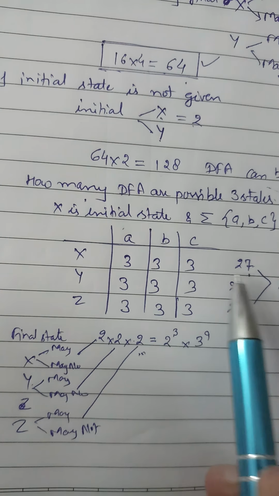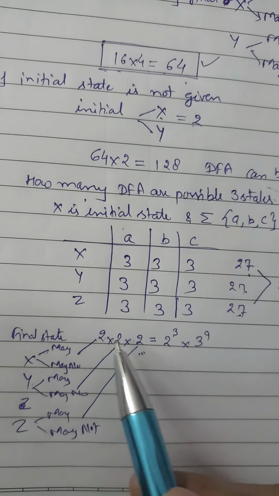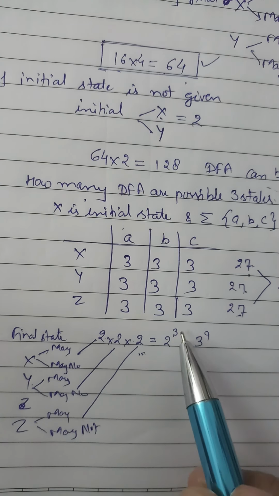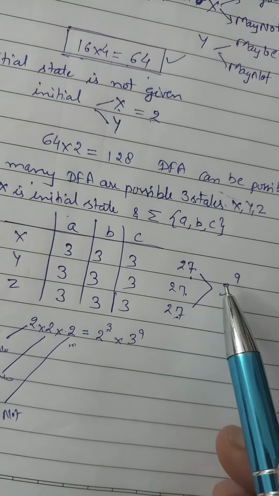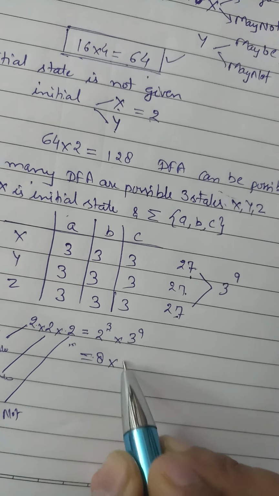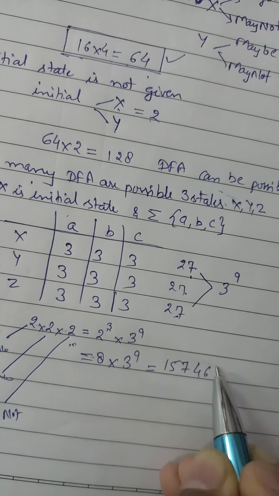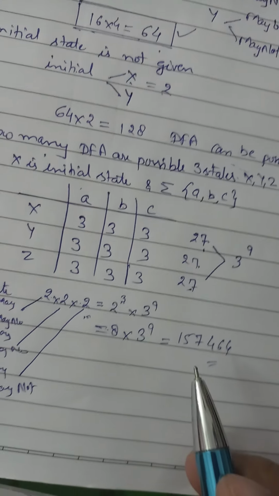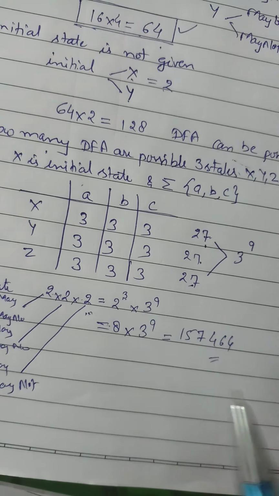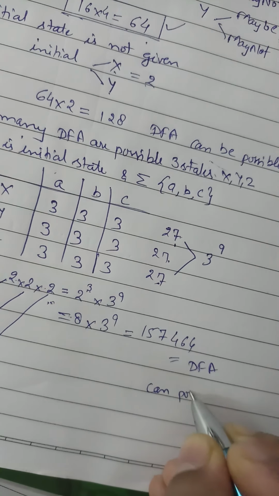So the initial state is given, so it is clear. But for the final state, we always have 2 choices for x, for y, for z. So 2 to the power 3, and from here 3 to the power 9. So total, how many DFAs are possible? 1,57,464 DFAs are possible.